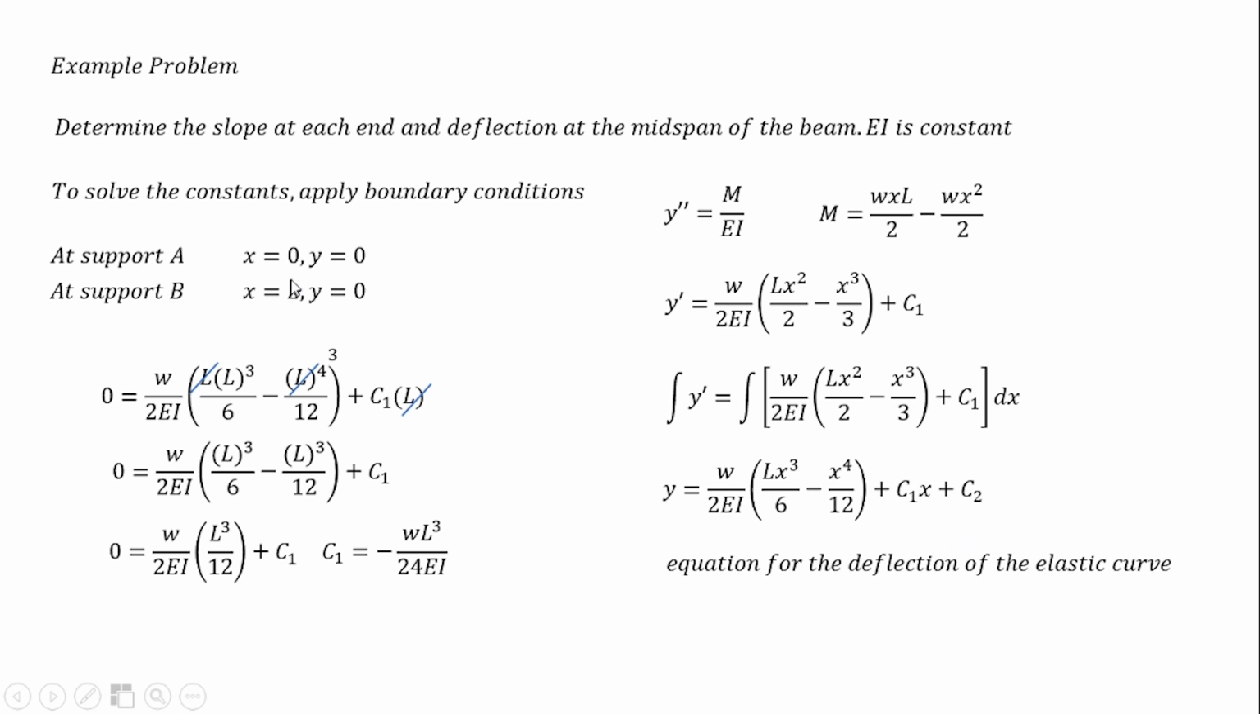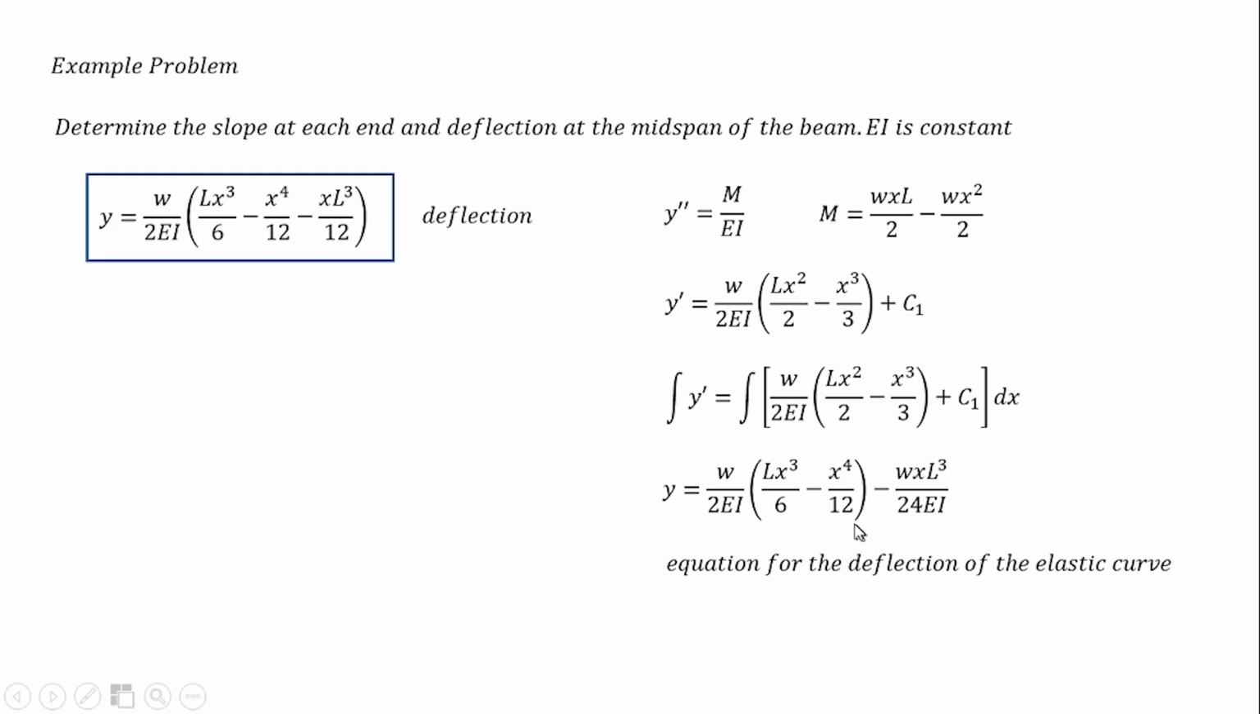So, using that first boundary condition. So, finally, this is the equation for our y, or for our equation of the deflection: w over 2EI, open parenthesis, Lx cubed over 6 minus x raised to 4 all over 12, closing parenthesis, minus wxL cubed over 24EI. Or we can still simplify this equation.